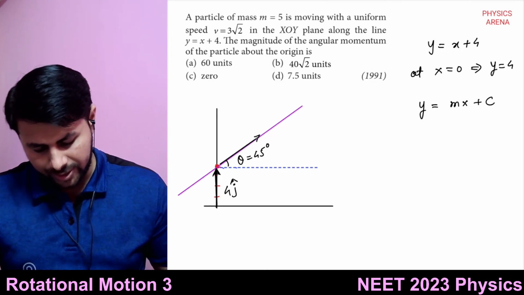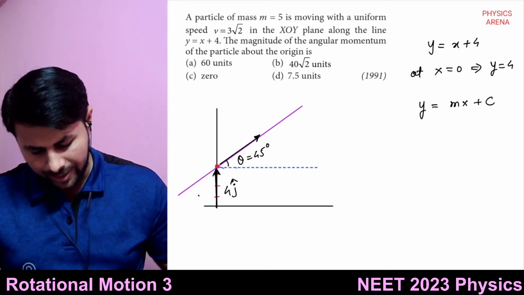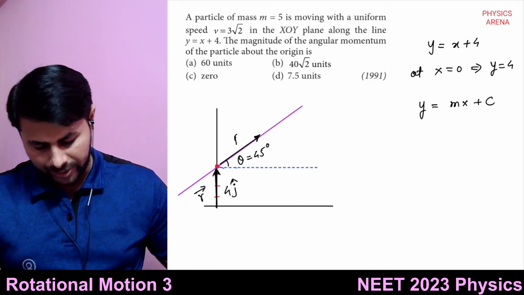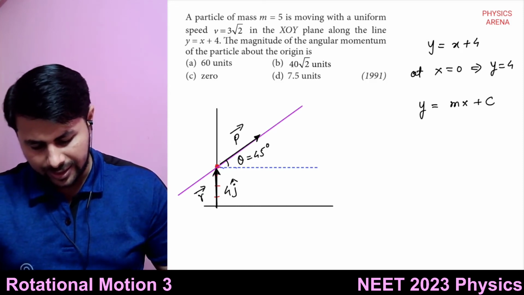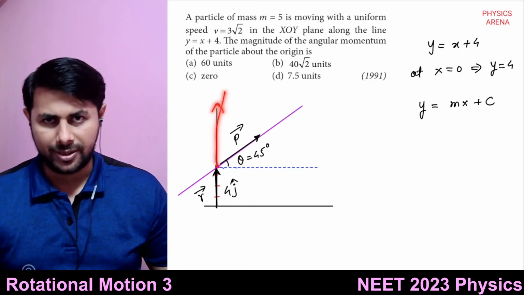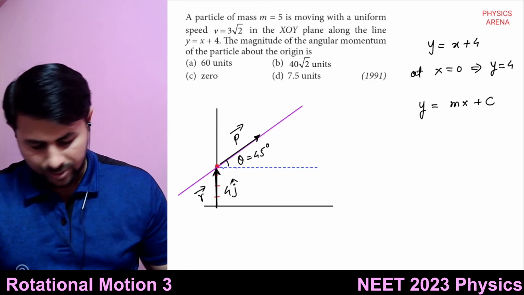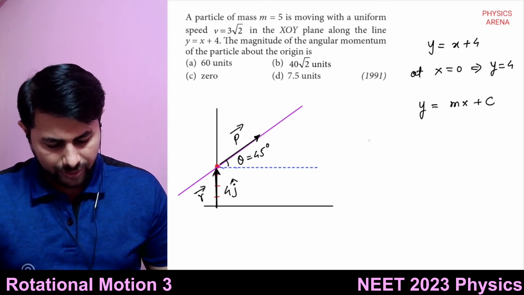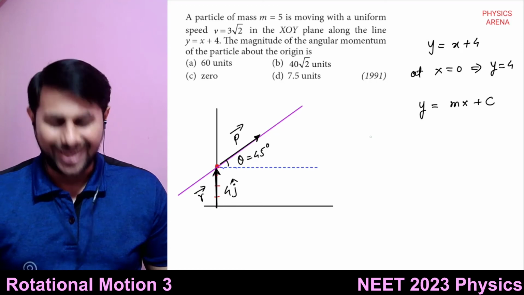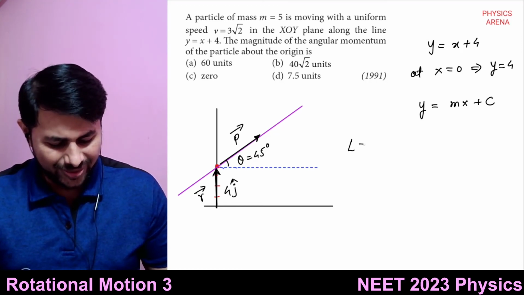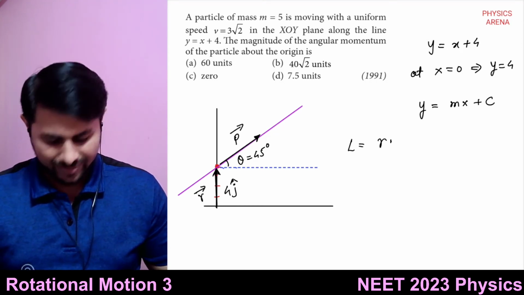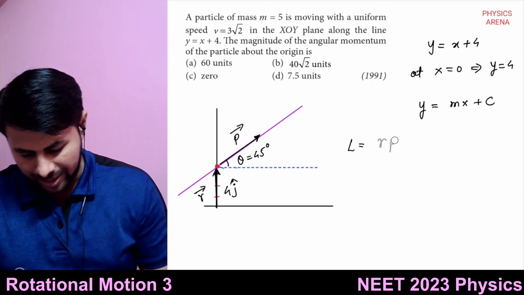What's the angle between these two? So this is r bar, this is p bar. What is the angle? R bar is directed like this. The angle is 45 degrees, right? So what will be, angular momentum L is equal to r, it is equal to r bar times speed.